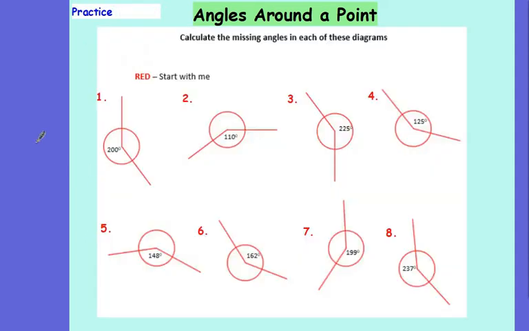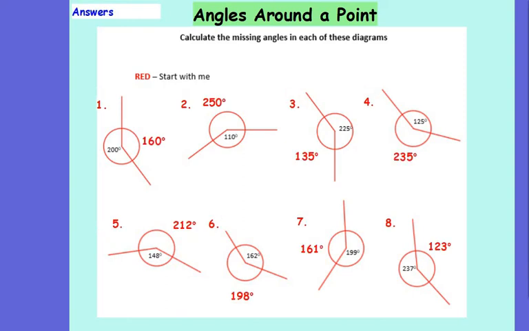Okay, year 7, can you pause the video for about 10 minutes and have a go at these questions in your light blue books for me, please? And these are the answers you were looking for. Please check your work and see how you did.